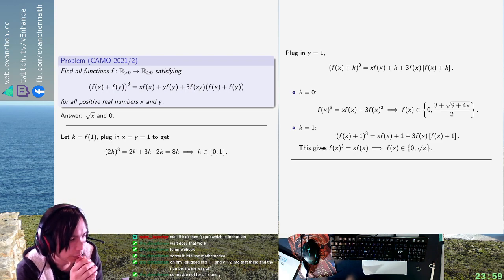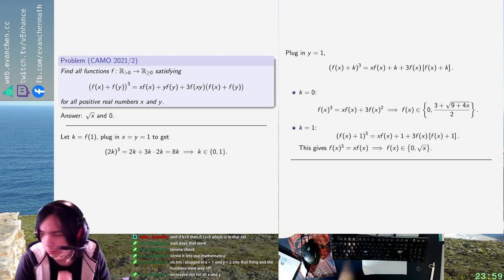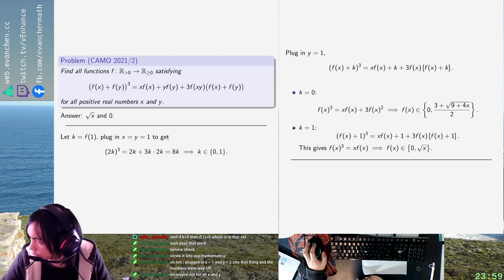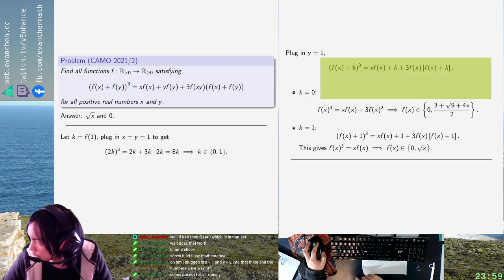So maybe not for all x and y. Like, I feel like you shouldn't get more information by plugging in 1 though, right? Like 1, 2? Did we make a mistake? I don't see how you can plug in 1, 2 and get new information because we used up the condition here completely.